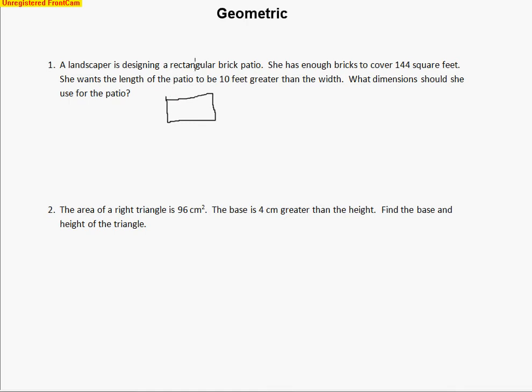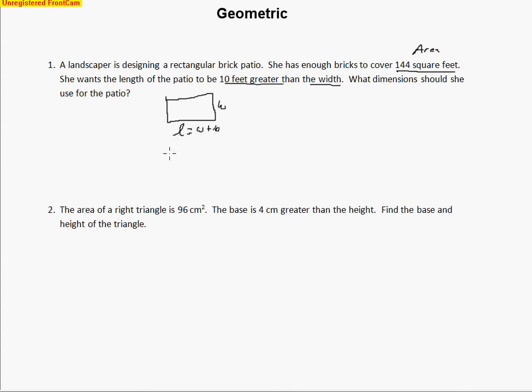It says a landscaper is designing a rectangular brick patio. She has enough bricks to cover 144 square feet. So this is our area right here. And it says she wants the length of the patio to be 10 feet greater than the width. So we'll say that the length is 10 more than the width, and this is my width right here. What are the dimensions?